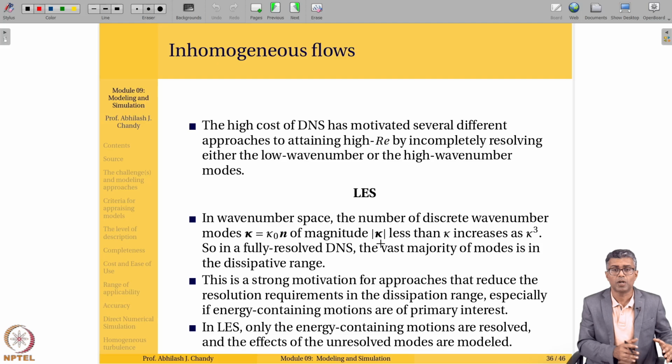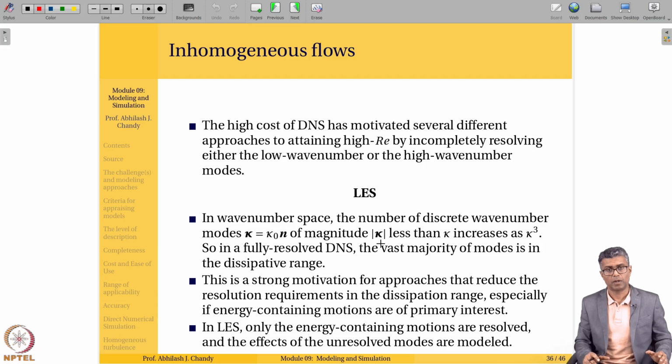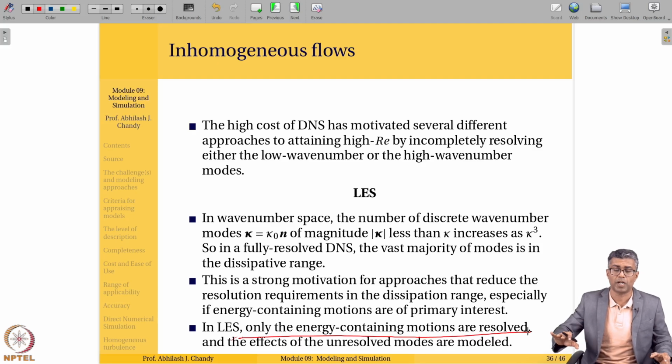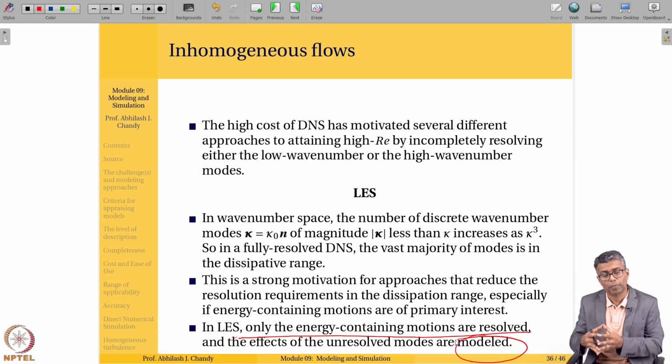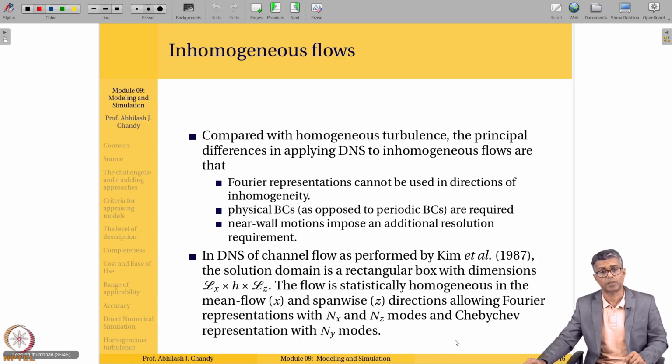Why are they of primary interest? Because most of the energy is contained in there anyway. So why don't we just resolve all the energy containing scales and a bit of the inertial subrange? That is what LES does. In LES, only the energy containing motions are resolved, and the effects of the unresolved modes, that is most of the inertial subrange and the dissipation range, are modeled. You have to have a model that can model all those length scales, not resolve, model all those length scales.